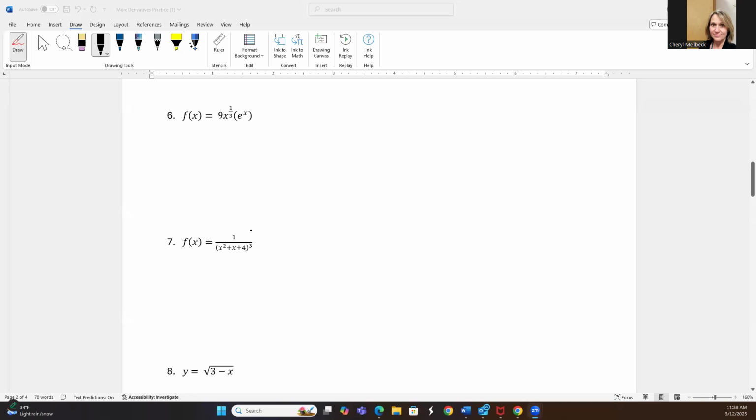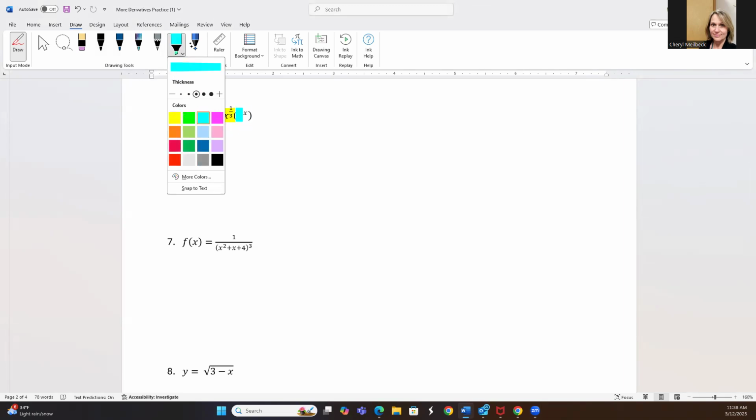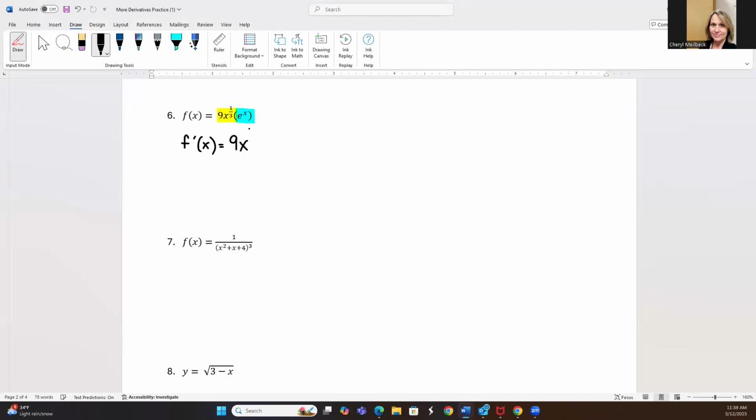So we're going to continue looking at our derivatives as we look at problem 6. In problem 6, we have a product. Let's call this 9x to the 1/3 my first term, and then I'm multiplying that times the e to the x. So we have to use our product rule, which says it's the first times the derivative of the second, plus the second times the derivative of the first. That will look like this: the first times the derivative of the second plus the second times the derivative of the first.